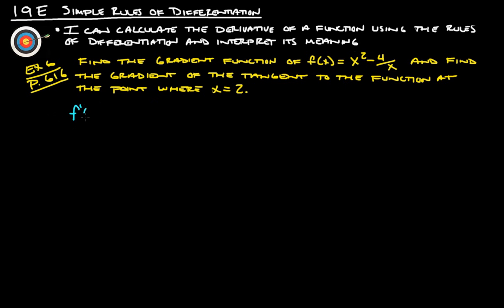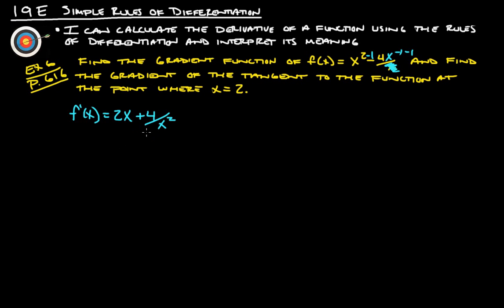So f prime of x is, let's see, remember, let's turn this into x to the negative first. So 2 times x, subtract 1 here, so that's just going to be 2x to the first, and then negative 1 times negative 4 is positive 4. We subtract 1 when we're done, so that's x to the negative second, and we can just put it over x squared. There's our derivative function.